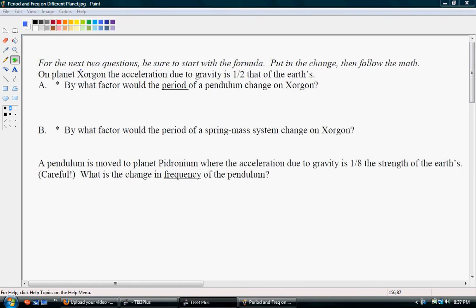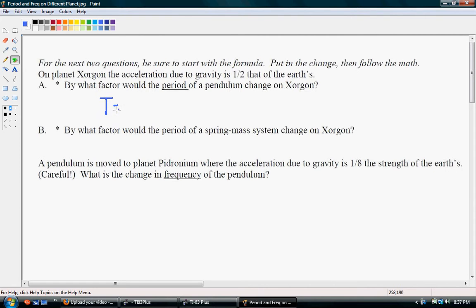Okay, so here for the next two questions, be sure to start with the formula. Put in the change and then follow the math. So on the planet Zorgon, the acceleration due to gravity is half that of Earth. So by what factor would the time period of a pendulum change?